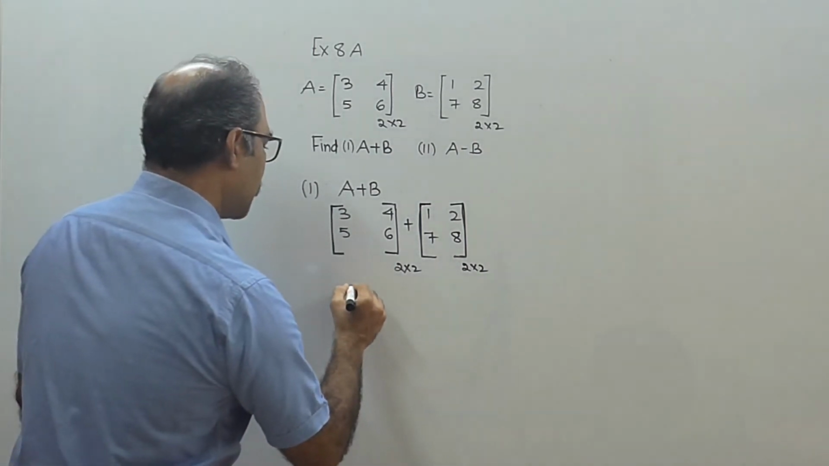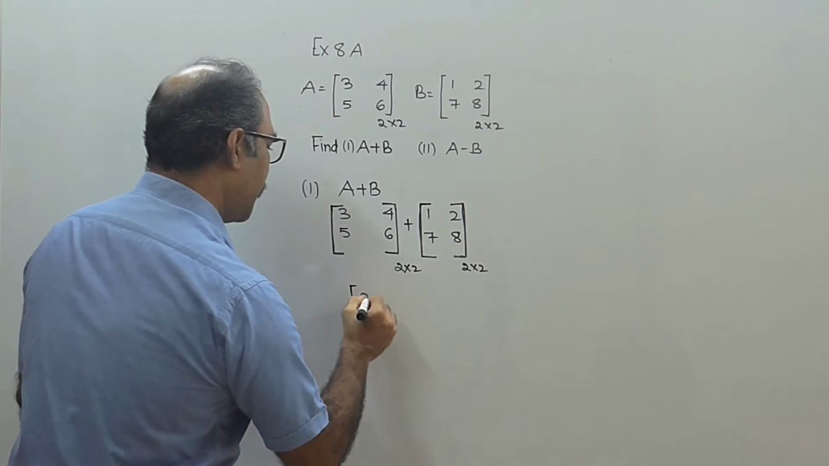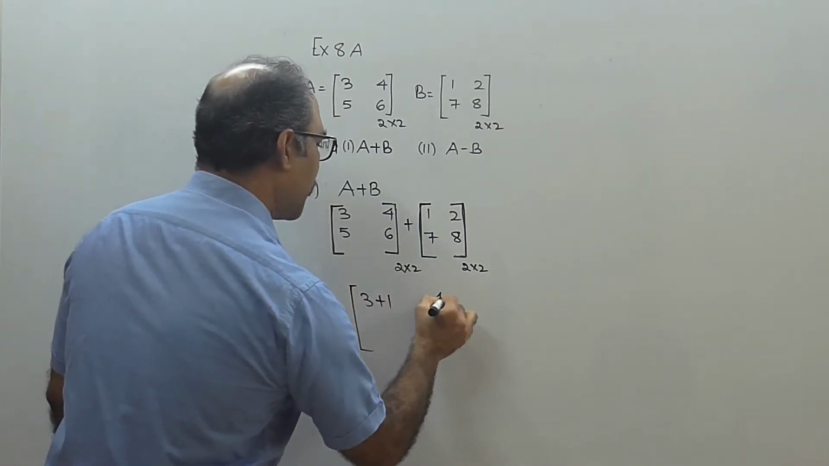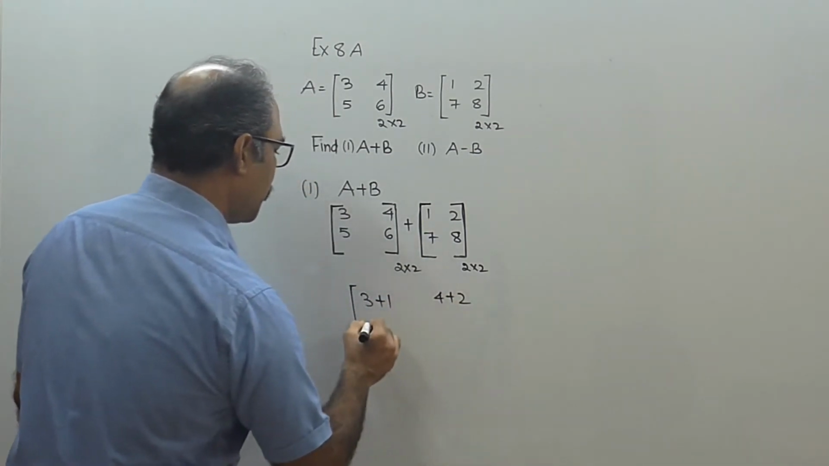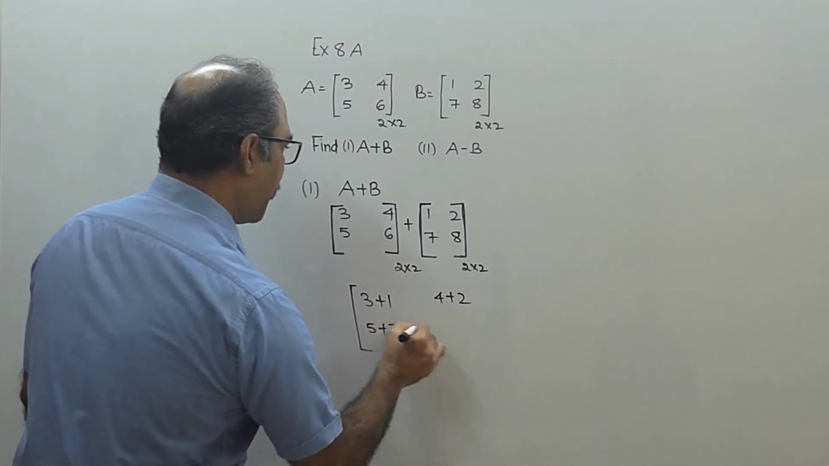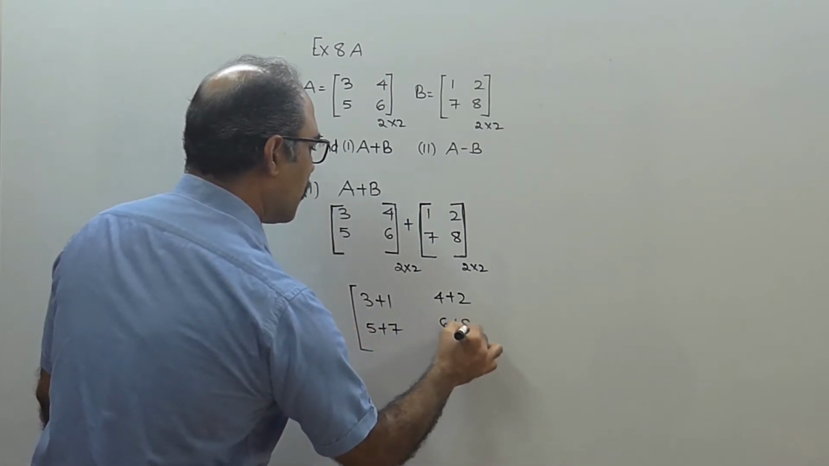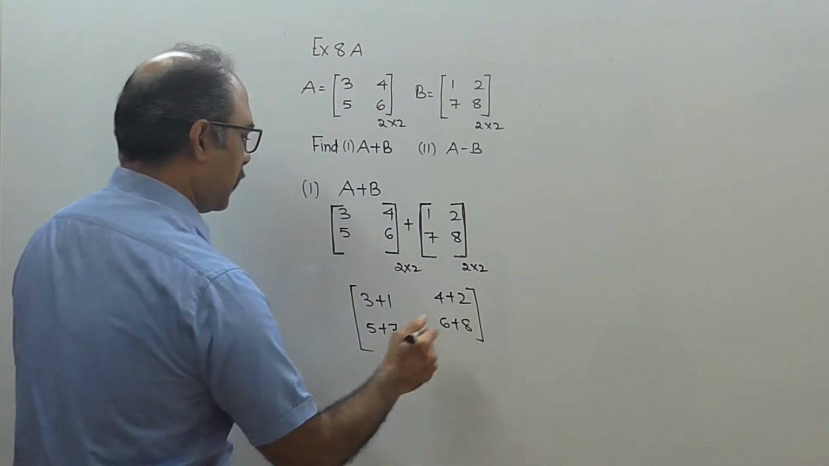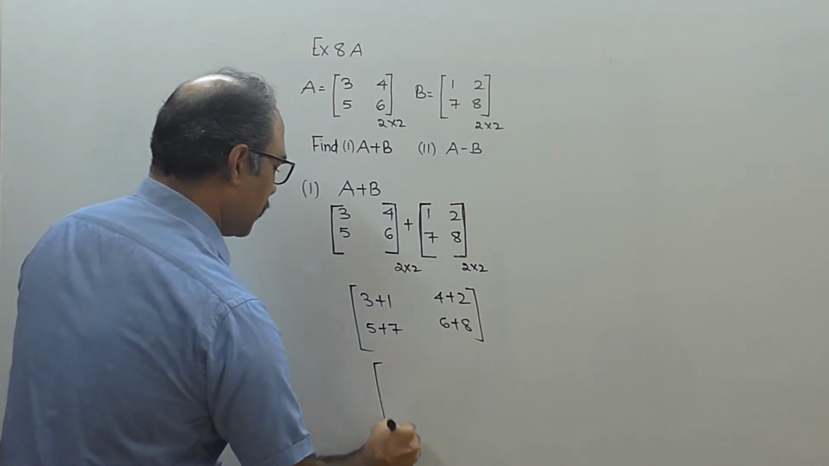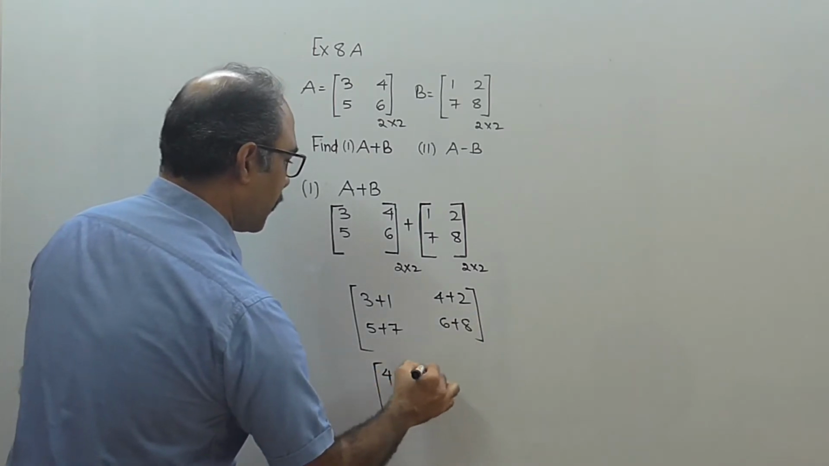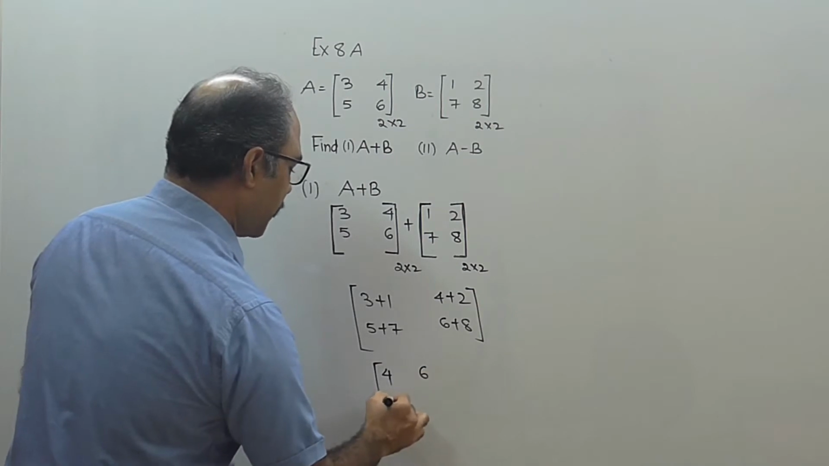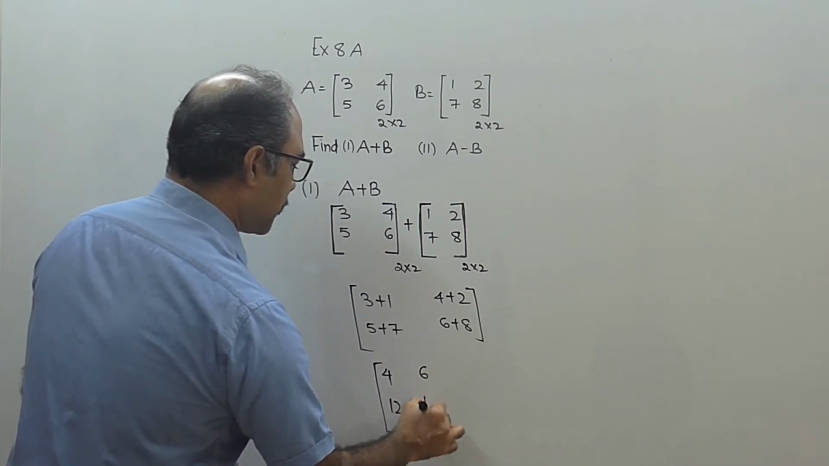So this becomes, add up, 3 plus 1 followed by 4 plus 2 followed by 5 plus 7 followed by 6 plus 8. So 3 plus 1, which is 4, 4 plus 2 is 6, 5 plus 7 is 12, and 6 plus 8 is 14.